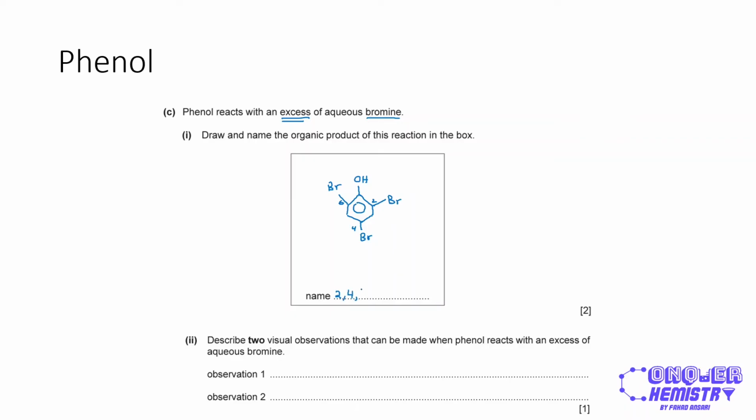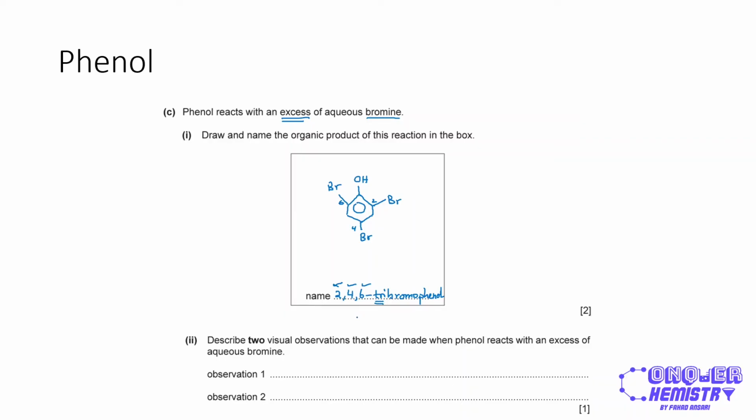2,4,6-tribromophenol, because the ending of the name is the original arene, which is phenol, and it gets bromine atoms substituting the hydrogens at positions 2, 4, and 6. And that's 3 bromines, so that's tribromophenol.